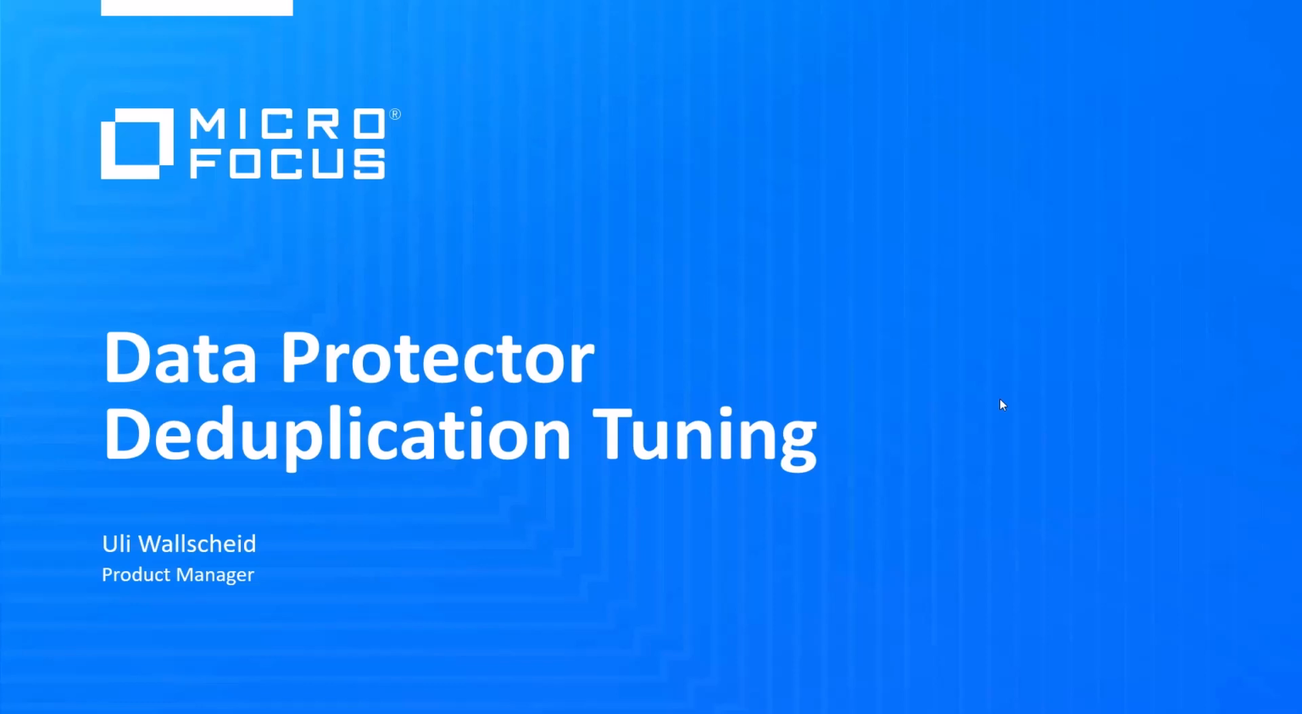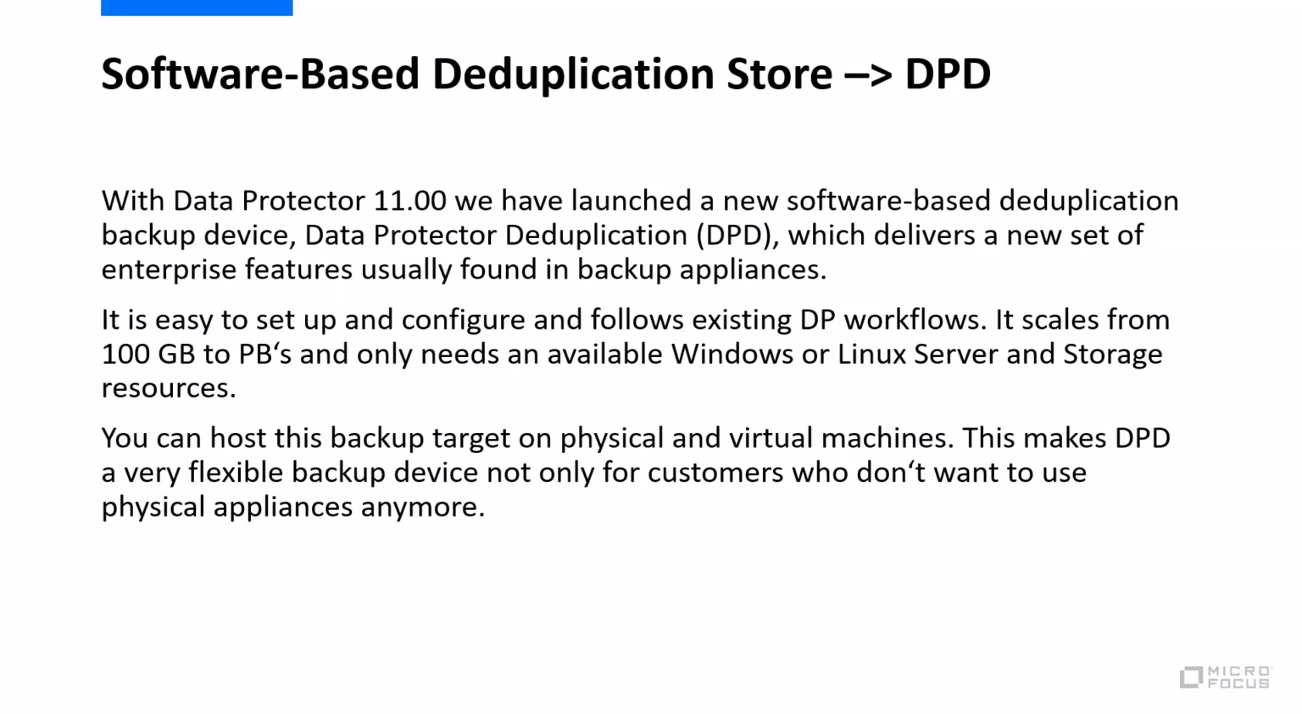I'm Uli Waldscheid, Product Manager for Data Protector, and I will be talking about deduplication tuning. Data Protector has introduced a deduplication store capability in Data Protector version 11.0, which is a pure software-based deduplication backup device. It is meant to be used in data center and remote office locations, wherever you just need a little bit of capacity for backup storage, or where you have larger configurations going on in large data centers, where you even want to upload data into the cloud for long-term storage, or you want to offload to tape drives.